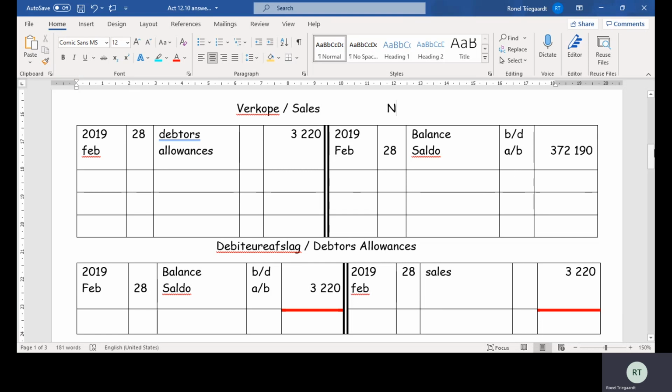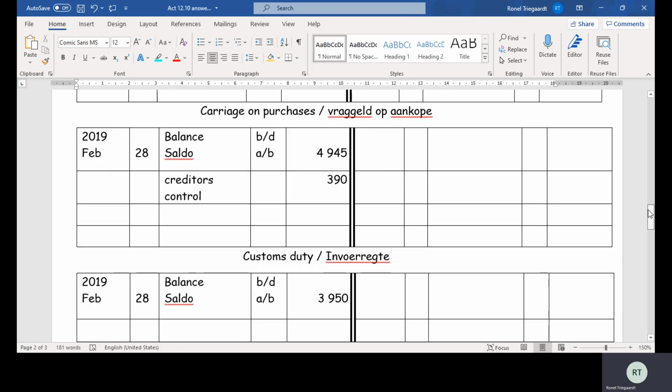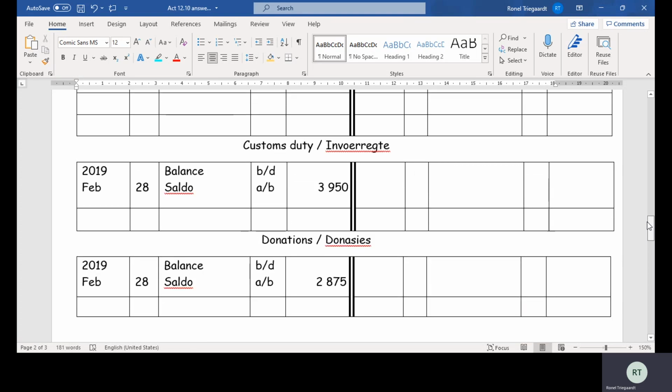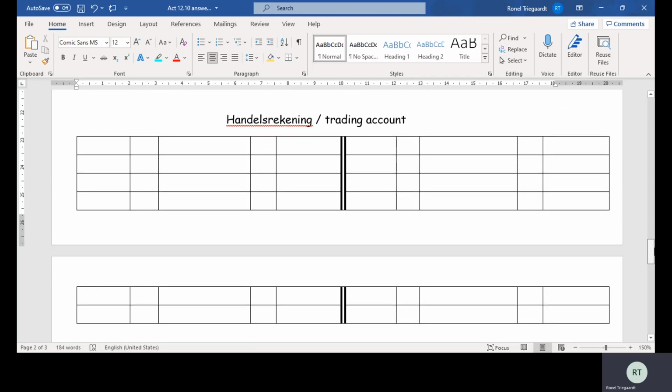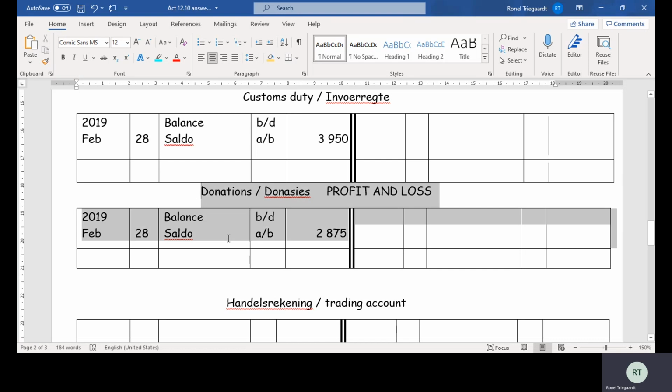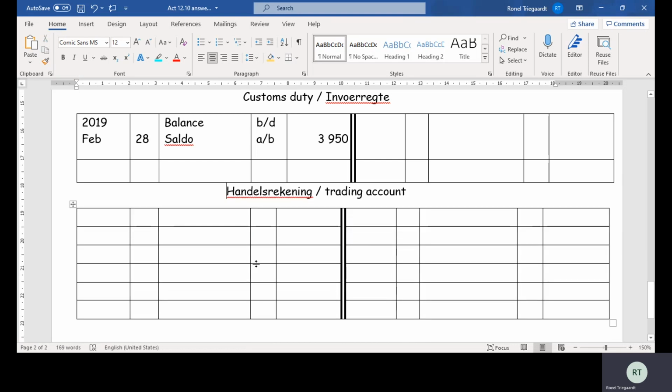Sales will go to trading account. Purchases will go to trading account. Carriage on purchases, customs duties, donations, you won't do anything with that one. It's just not important. That just goes to profit and loss. Are you okay? And then trading account. Now let's do the trading account. I'm going to take this away because you don't need this. I didn't ask you to do donations now.